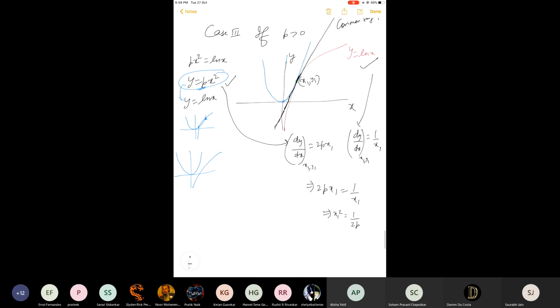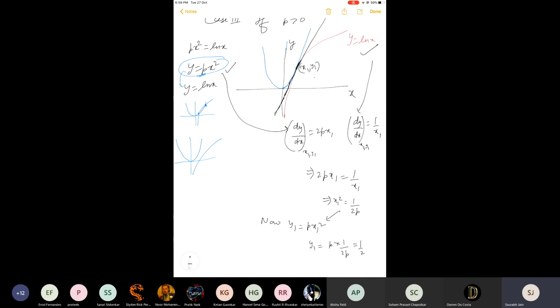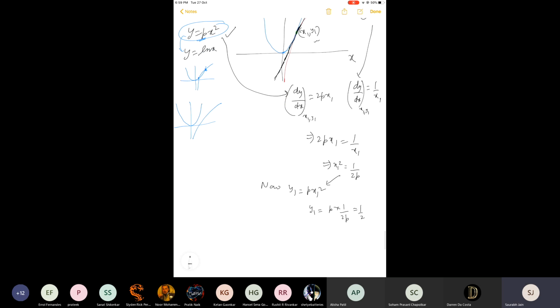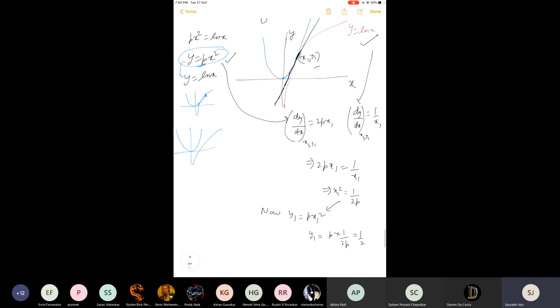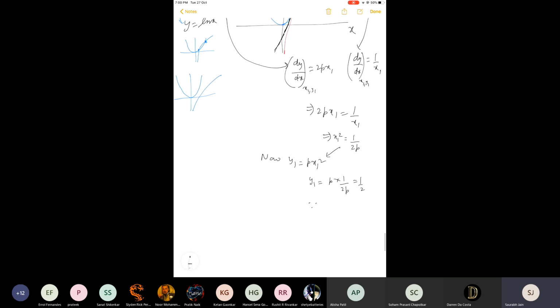Okay, now the point will satisfy its equation. So I am putting x1, y1 in the equation of the parabola. From here I put this value and I got the y coordinate as half. So this point x1, y1, its y coordinate is half. If y coordinate is half, we need to find the x coordinate also. For that we'll put this point in the equation of ln x. Since y1 equals ln x1, let us put it here. Half equals log of x1 base e. So x1 is e to the power half.